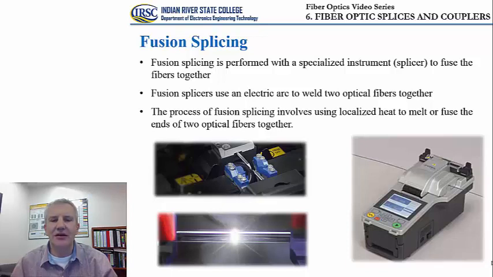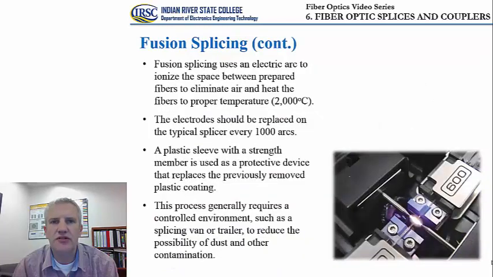So this slide here shows a few pictures of fusion splicers, and also in the bottom left corner you see the actual process of fusion splicing when a high electric arc has been created that would basically melt the glass and establish the permanent connection between the two optical fibers. So how is fusion splicing performed?